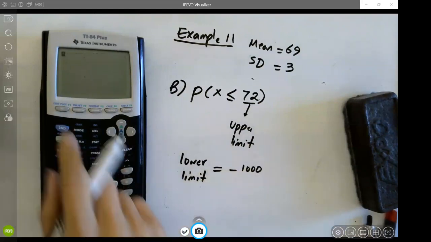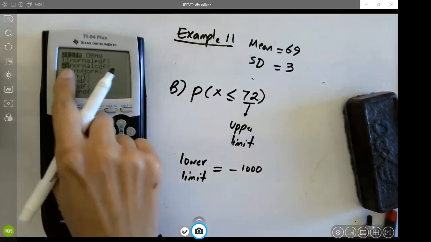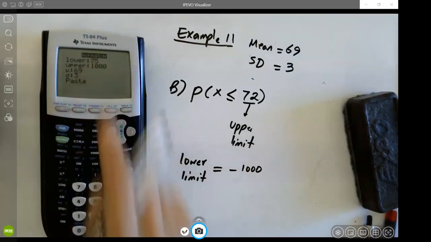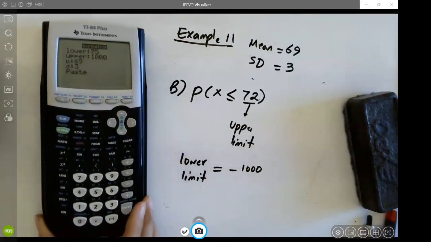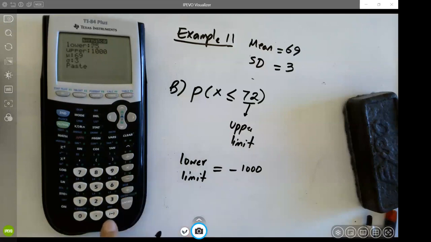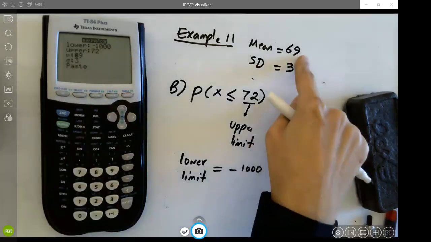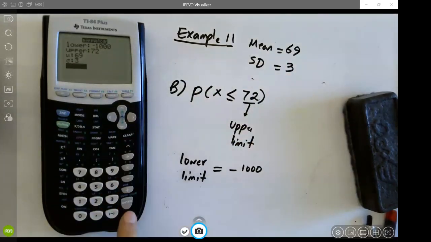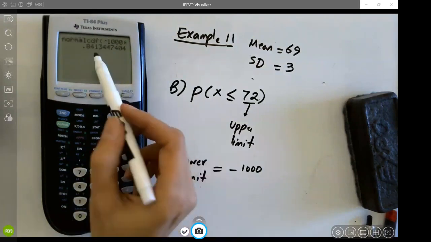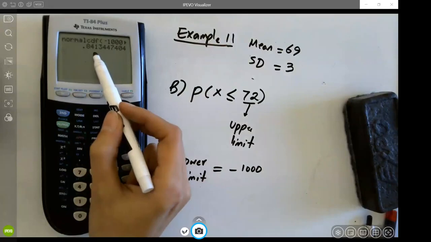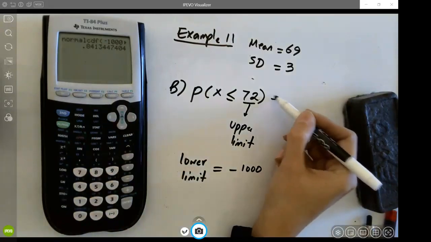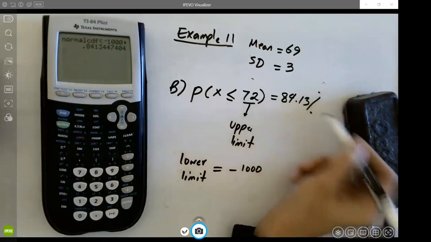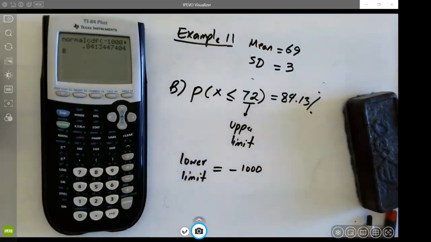So, second, VARS, normal CDF, your lower limit is negative, so the negative sign is not subtraction. The negative sign is this negative in parentheses, minus 1,000. Your upper limit is 72. Mean is 69. Standard deviation is 3. And paste. It's going to be 84.13%. This is the probability.